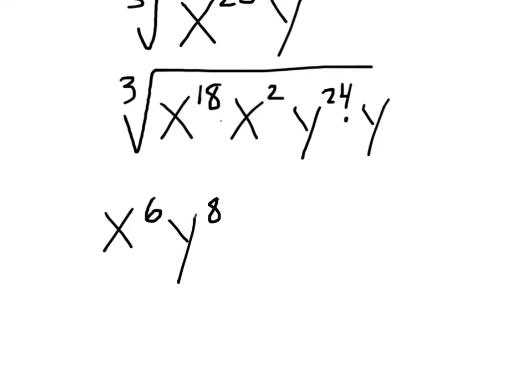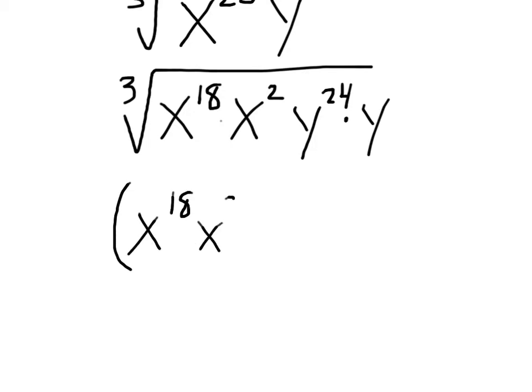Let's see. Why don't we just go ahead and do this step by step instead of skipping a step. We'll go ahead and rewrite this with the fractionals to kind of see how that works. So let's go ahead and do that. There's a couple different ways we could write this, but for now let's go like this. X to the 18 times x squared times y to the 24th times y, all to the 1/3. Let's do it that way.